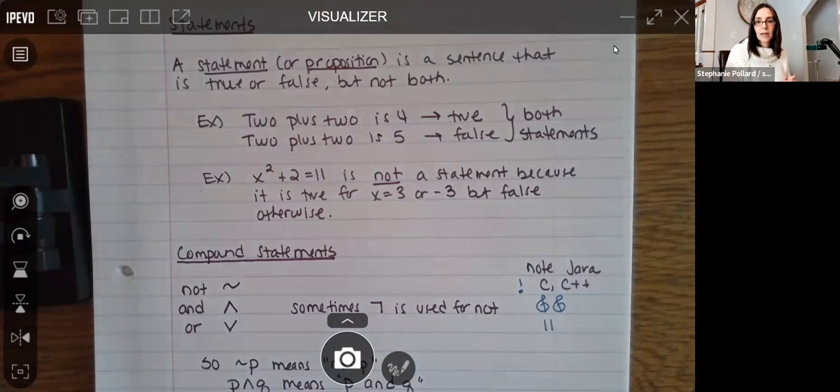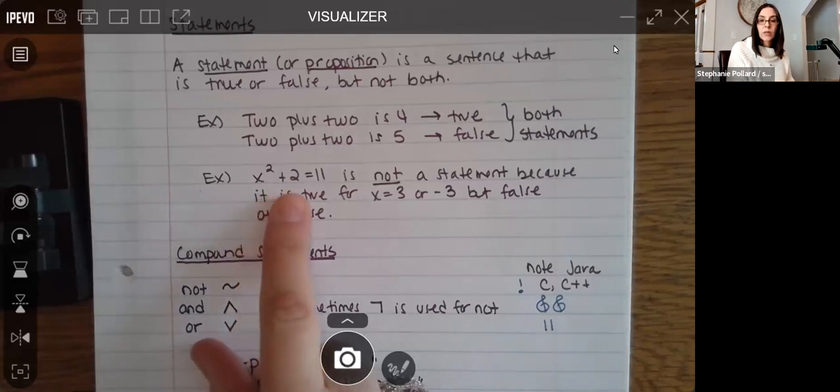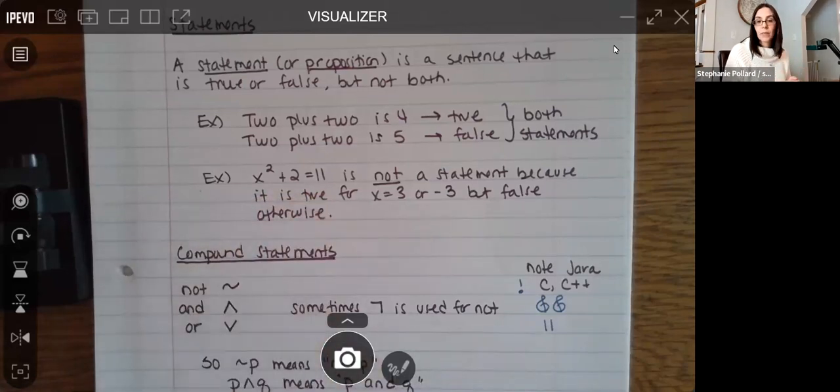Something that is not a statement is something that does not have a clear outcome of true or false. For instance, x squared plus 2 equals 11 is not a statement because it's true for some values and false for other values. So that would not be a statement.